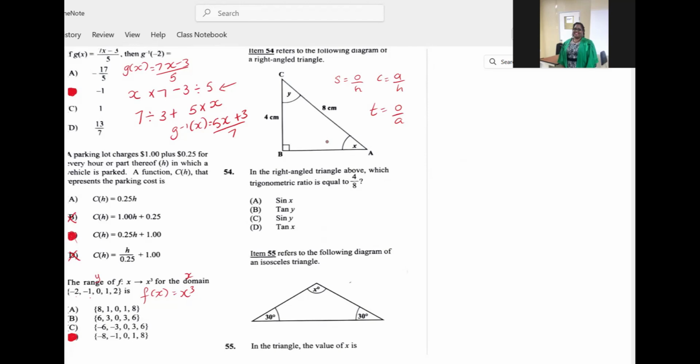Now in relation to x, 4 is opposite, 8 is your hypotenuse, which is opposite the box. So opposite and hypotenuse is sine. So sine x is 4/8. We have to look and see if sine x is one of the answers. And yes, it is. It is A. And just for extra reference, in terms of y, 8 is still the hypotenuse, but 4 is the adjacent. So the only other option that you would have had for 4/8 would have been cos of y, which is not there.